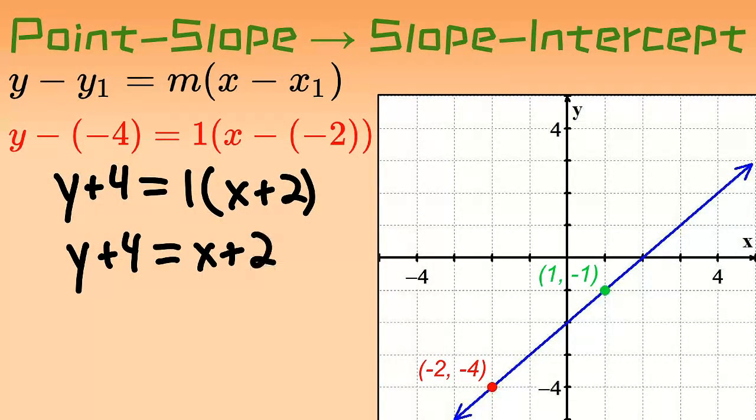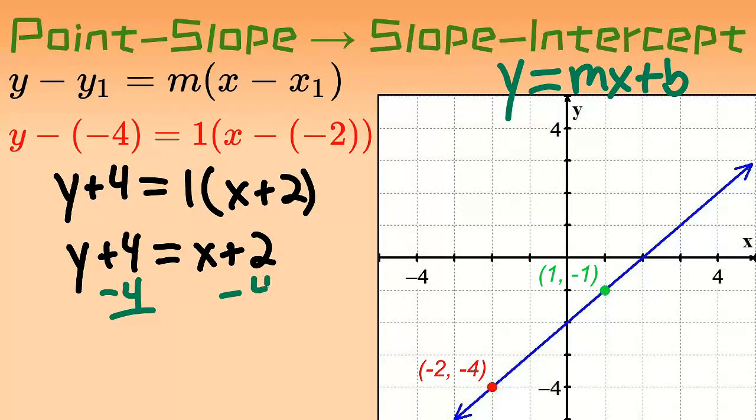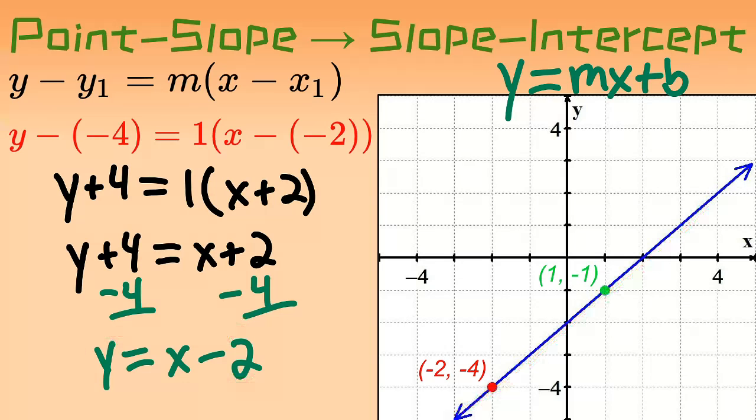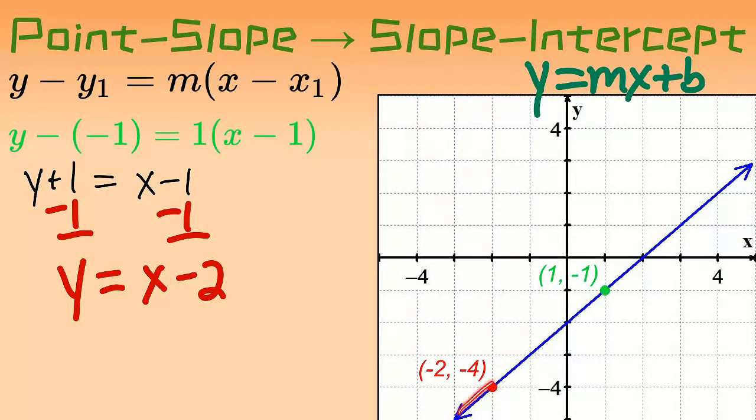And because our goal is to write it in slope-intercept form, we have to get the y value by itself. And again, here the y value isn't by itself because we're adding 4 to it. So to undo that adding 4, we do the inverse operation, which is subtracting 4. And the result is y is equal to x minus 2. So the slope-intercept form of this line is y equals x minus 2. And right here, the slope-intercept form of this line is y equals x minus 2.